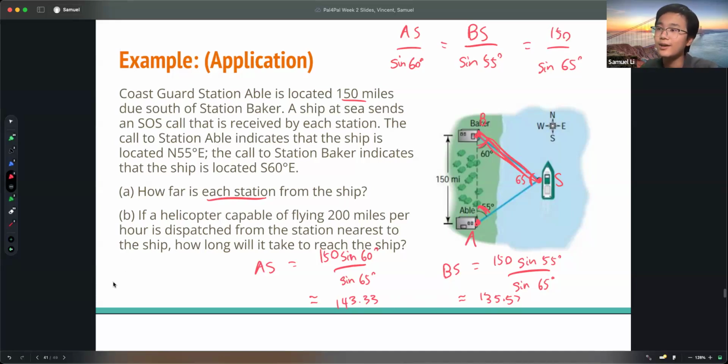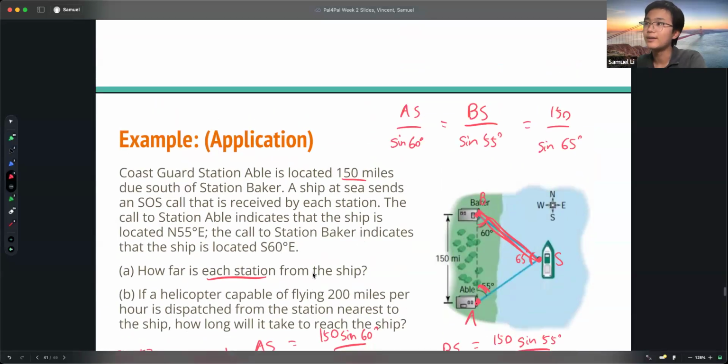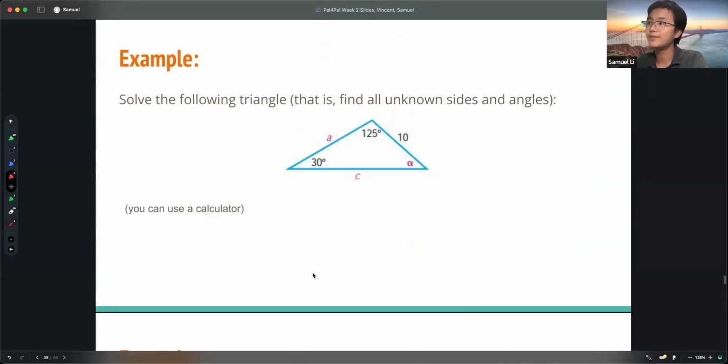So we just use time equals distance divided by speed. Distance is 135.57, speed is 200. So the time you will get is around 0.678 hours. In word problems, you just want to translate this into something like this: we have a triangle, we know a few lengths, we know a few angles, and see what lengths and angles you would want to find.